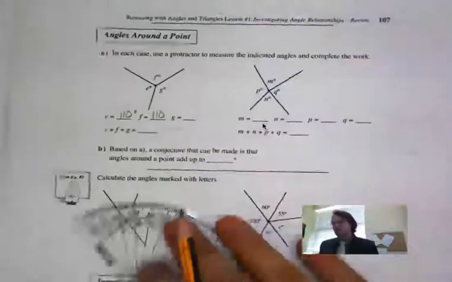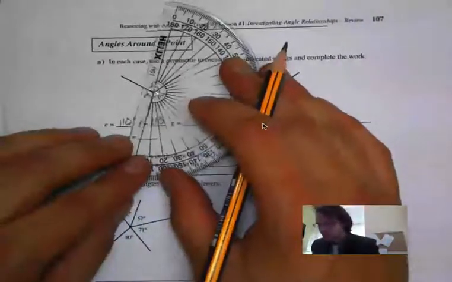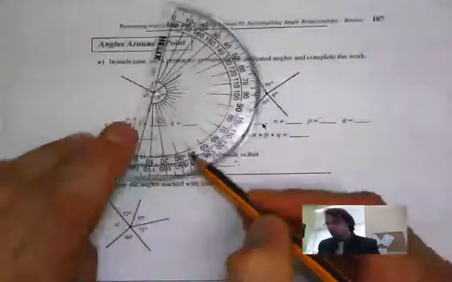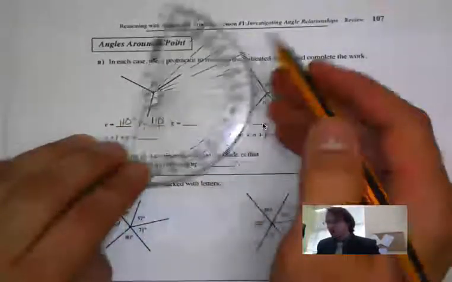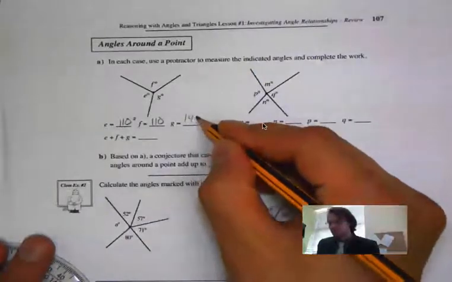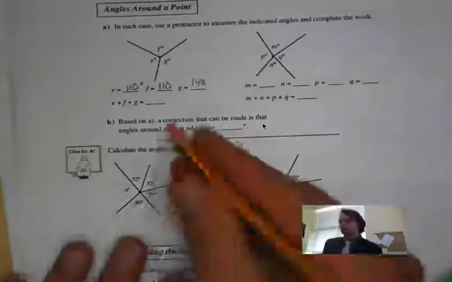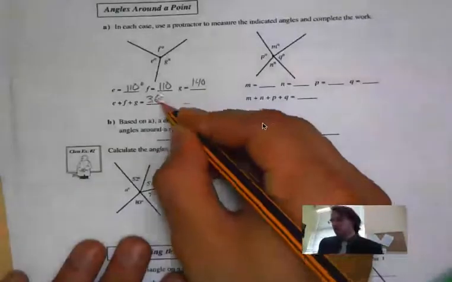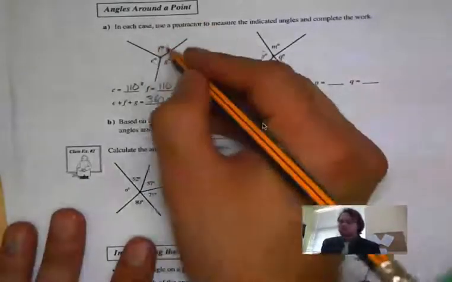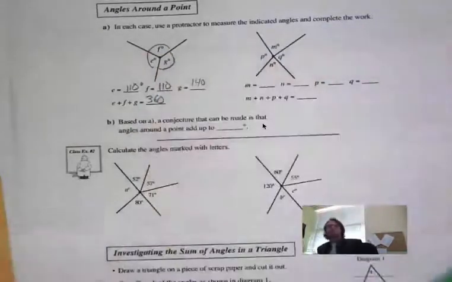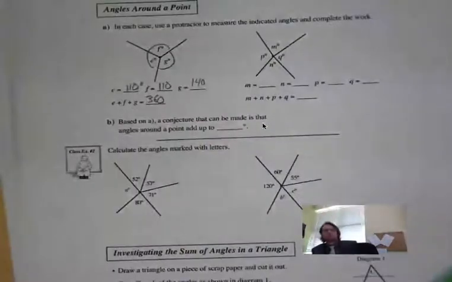Now let's take a look at my G. Well, G, take a look at this. 0 inside, and I go all the way to 140. I add all these together on my calculator, I'm going to get 360. Well, that's interesting. If I go this angle, and then this angle, and then this angle, what does that make? Does that make a circle?